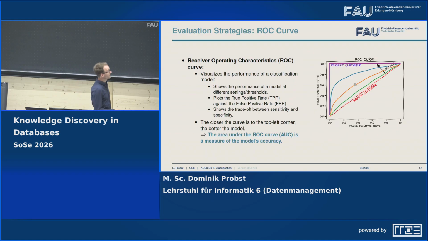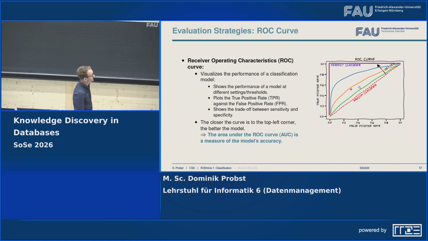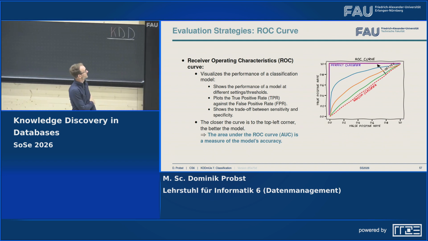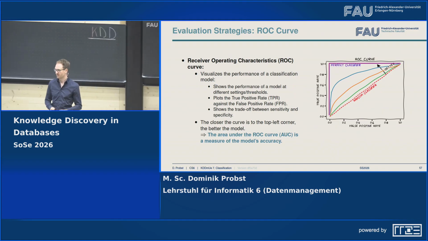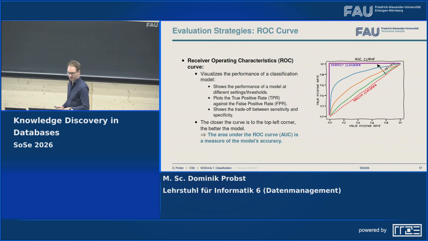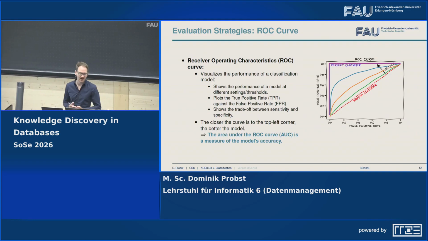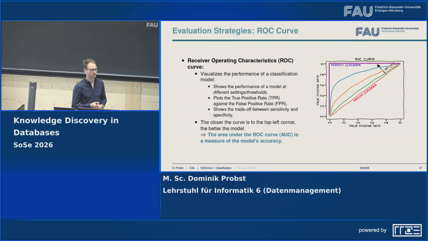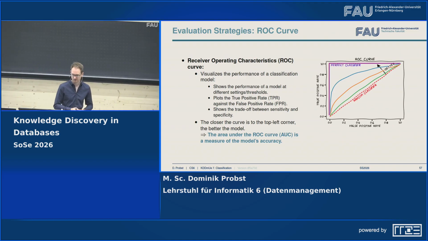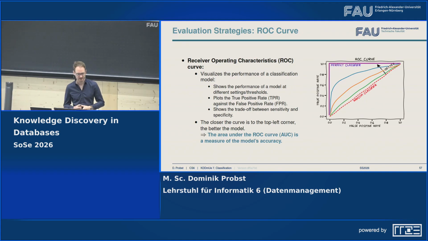The area under that curve, so everything for the random classifier, everything in this lower right corner is the area under the ROC curve, AUC, and that's basically a measure for the model's accuracy. So if you're ever shown a ROC curve, the more to the top left corner your classifier ends up, the better the classifier's accuracy is.